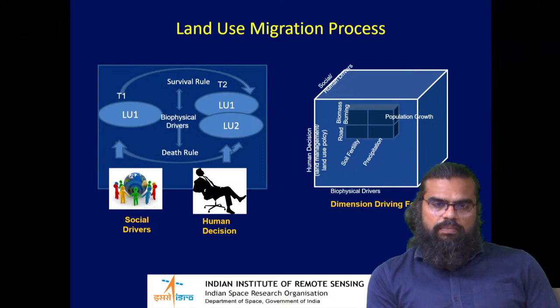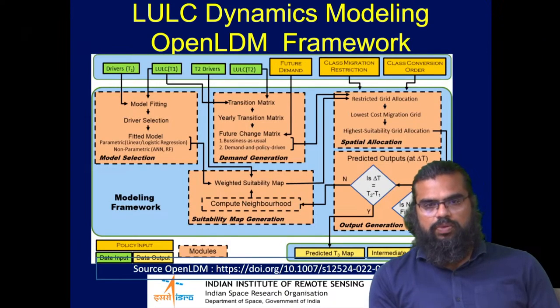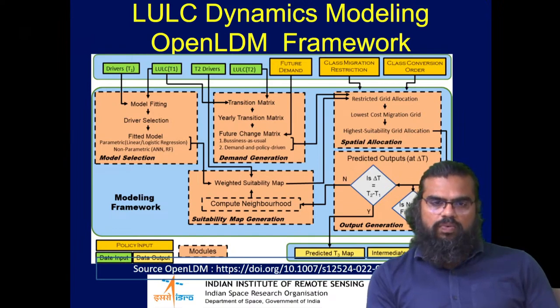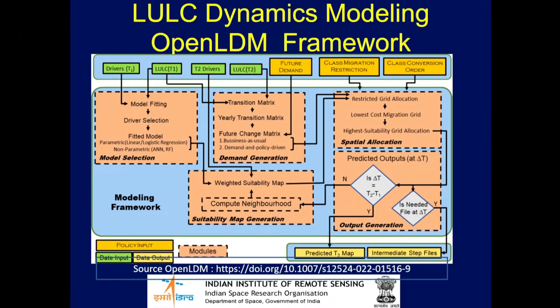So we can derive a metric which will combine these different drivers to provide a suitability of particular land use maps. This is just an overview of any kind of land use land cover modeling. One of the modeling frameworks is OpenLDM, which is available in the public domain, and anyone who would like to use it can use it. There is also a possibility of making modifications and contributions to these projects.